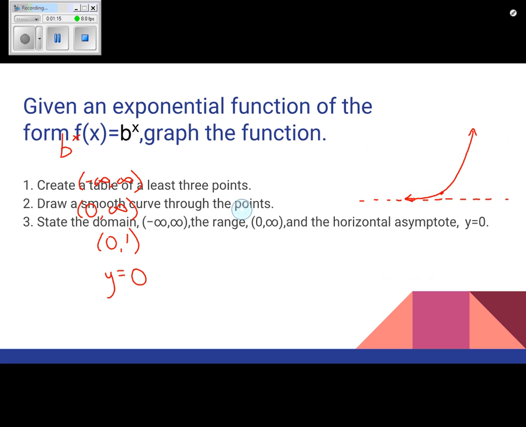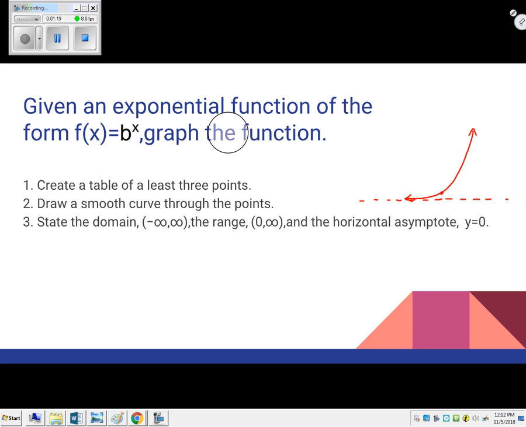So here's my basic rundown of what I think needs to happen whenever we're graphing these. What I want to do is make a table of values. I'm going to use at least 3 points and be very specific with the 3 points I want, to make it easy on us. Then draw a smooth curve, and then we know our domain, range, and horizontal asymptote.